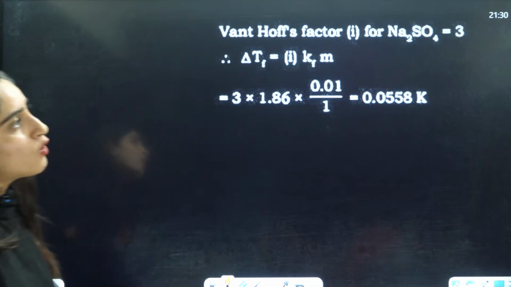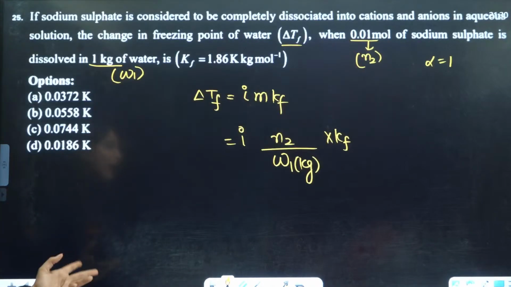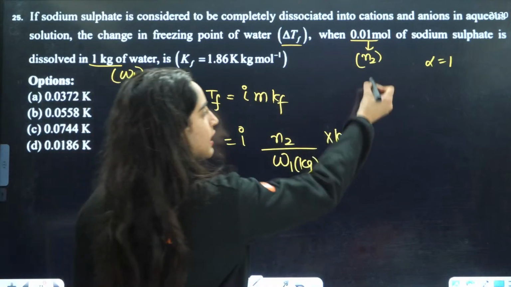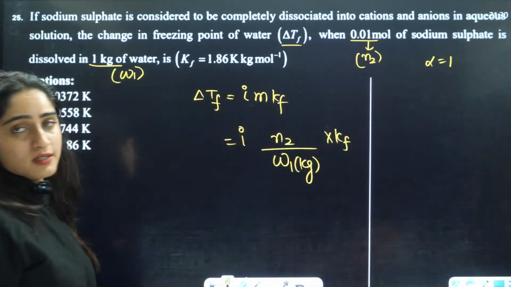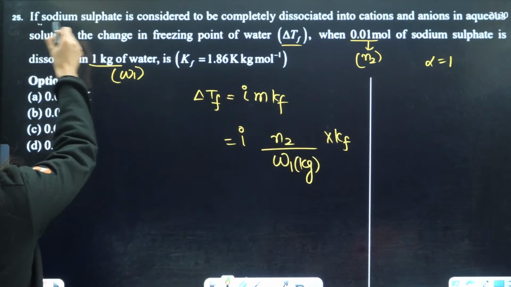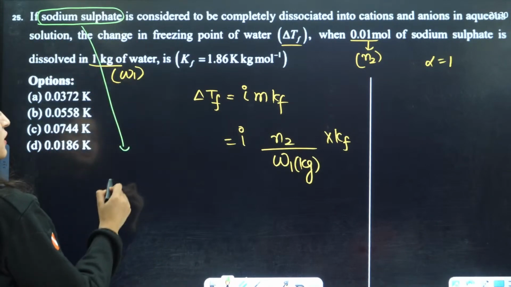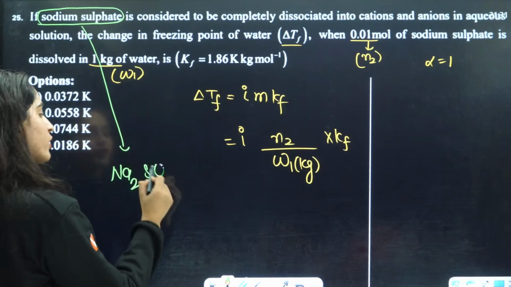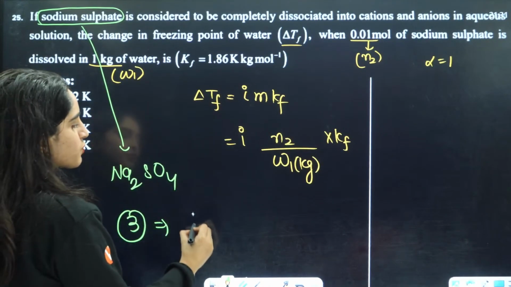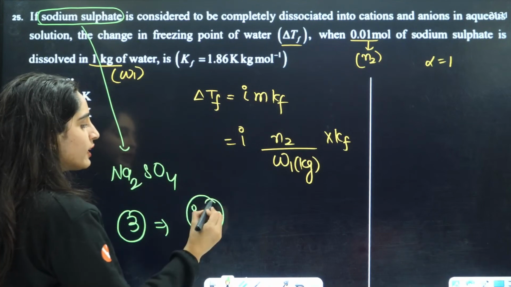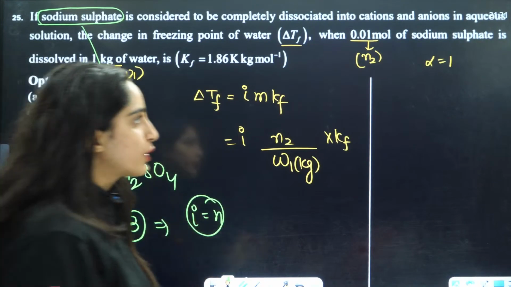Now, ma'am, what is the value of i? That's very simple, no? Because it is given to be 100% dissociated. Sodium sulfate is Na2SO4. So how many ions? 3 ions. So when alpha is equal to 1, then i is equal to n only. If n is 3, so i is also going to be 3.